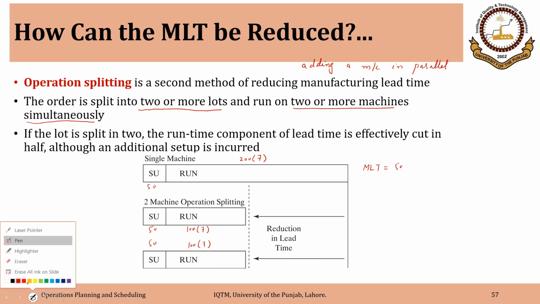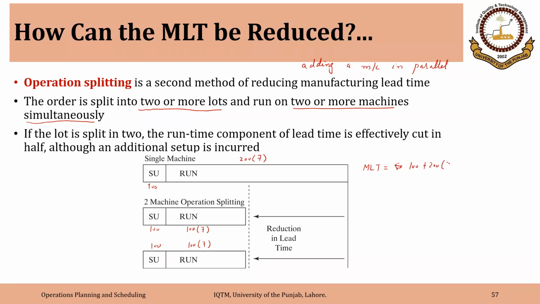So let's take the same value so that it is clear. So that will remain 100 plus 1400. So that will become 1500. So it was 1500 minutes.